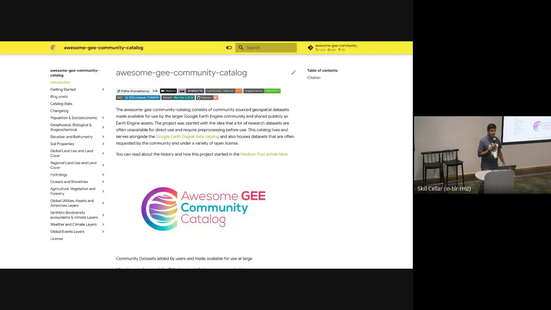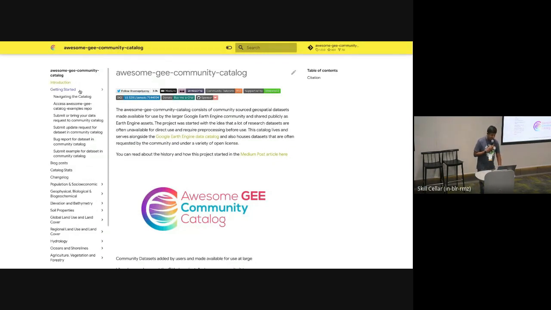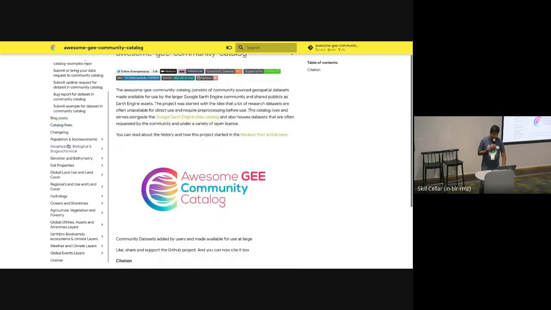Let me just quickly show you what the catalog looks like. This catalog was recently moved to a new URL, GEE community catalog. Here, there is a section on getting started. There are some videos on how to use this, how to navigate it, how to contribute sources, how to report errors, and so on. But the main catalog is here.